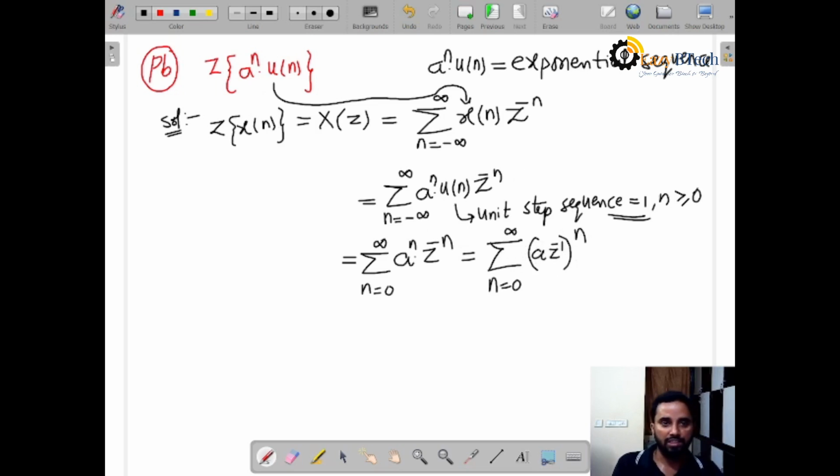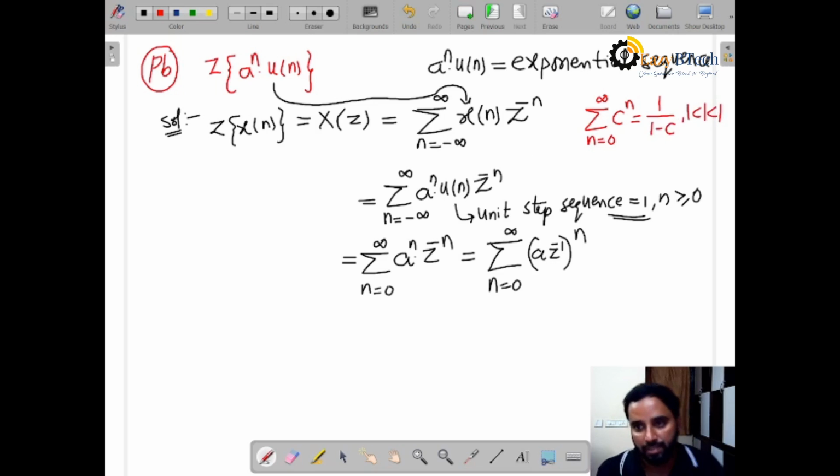So we have a series formula, the infinite series formula. If we have summation n is 0 to infinity of c power n, this summation is 1 by 1 minus c if the c value is less than 1. This is the condition. The magnitude of c must be less than 1. Then only the c power n total will become 1 by 1 minus c.